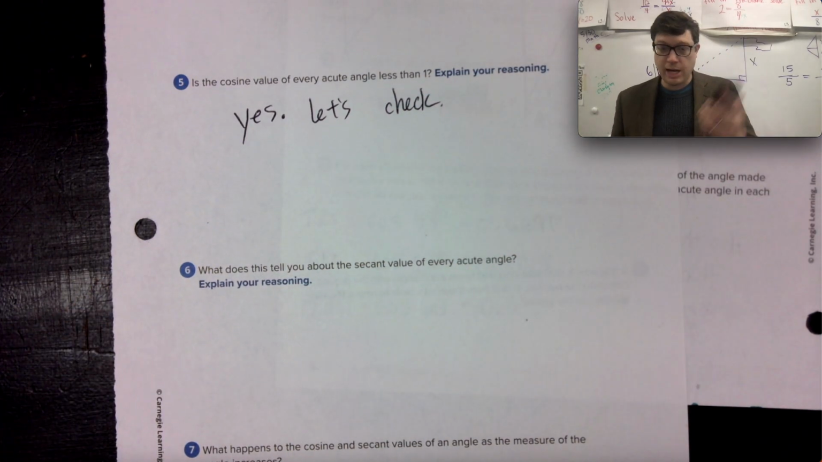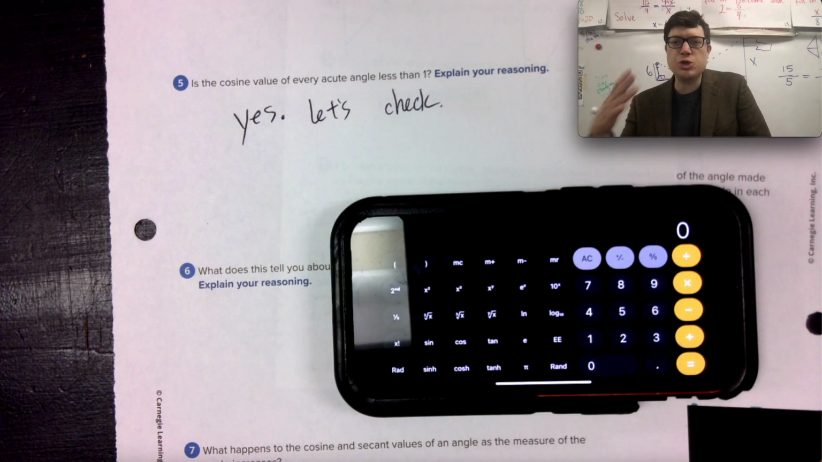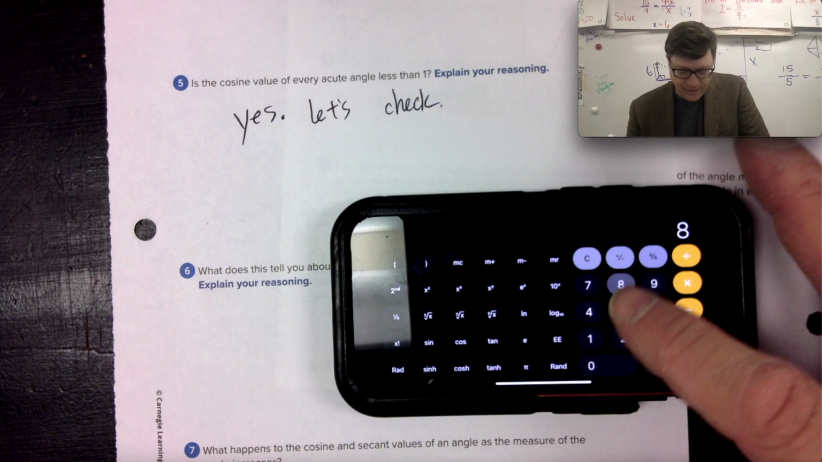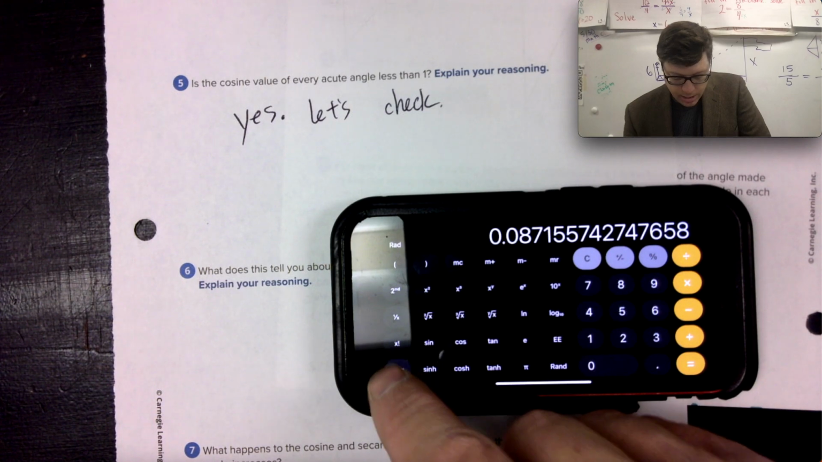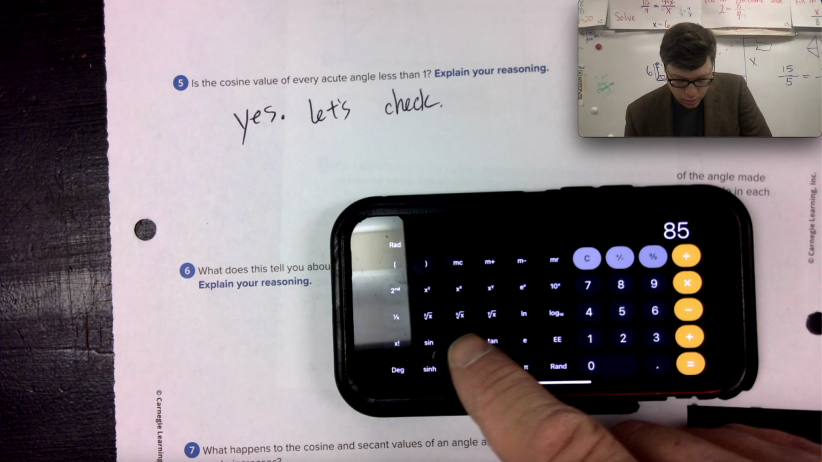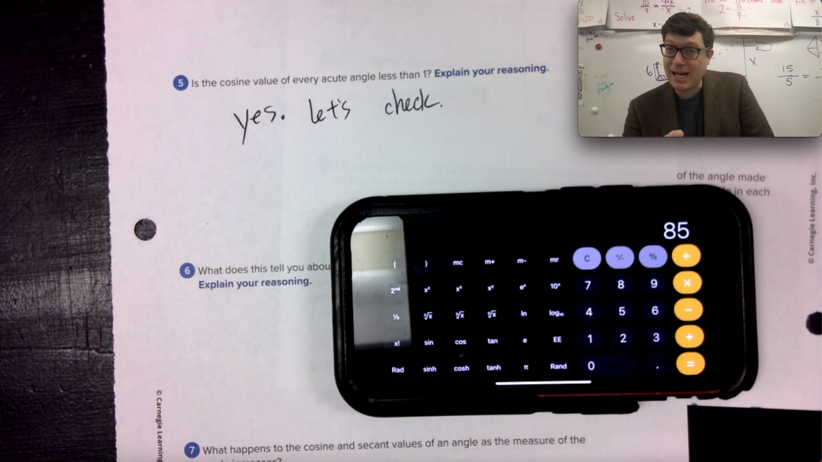To do that, I'll use the iPhone calculator. I've got the screen turned sideways, and let's just do some observation. I already know that 53, 48, 60 all produce values around 0.6. So I'm going to try a different angle. Let's try an 85 degree angle cosine. Am I in radian mode or degree mode? Cosine of 85. Nope, that's radian. I know it's radian because I got a negative number.